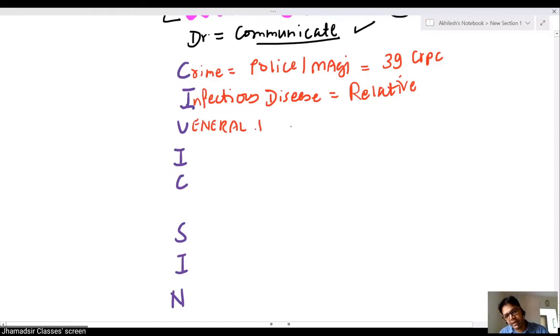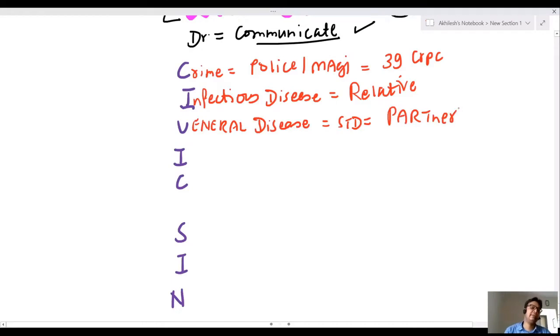Venereal disease. Venereal disease is sexually transmitted disease. Any sexually transmitted disease is to be informed to the partner. Court of law: if a magistrate or judge asks any question, the doctor has to inform.